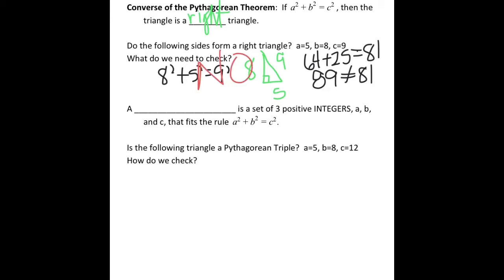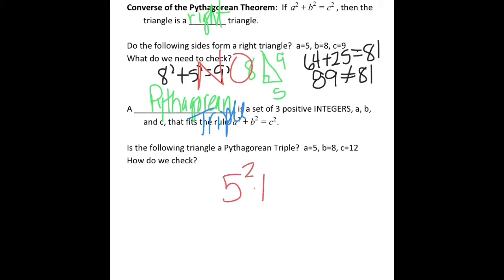A Pythagorean triple is a set of three positive integers such that it fits the rule a squared plus b squared equals c squared. So if you were given three positive integers, such as the example 5, 8, and 12, remember that the longest side, the largest number, is always the hypotenuse.